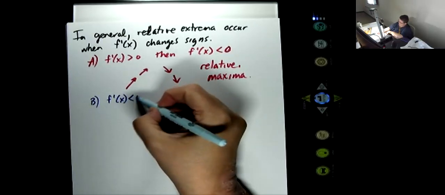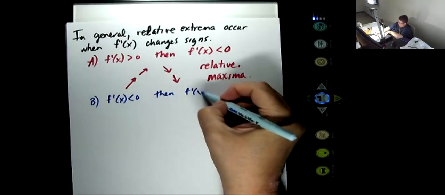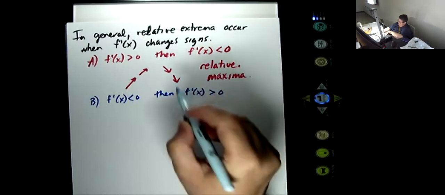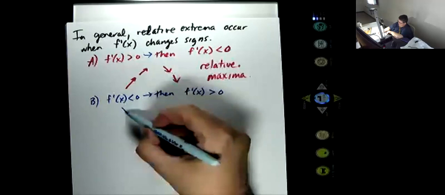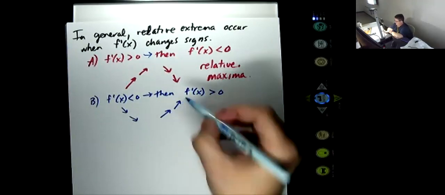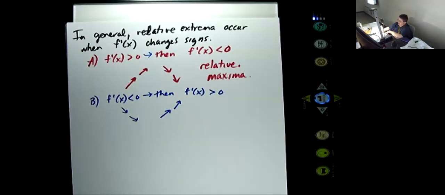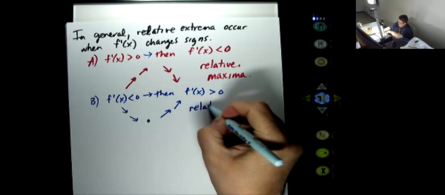And if f prime of x is less than 0, then f prime of x becomes greater than 0. So f prime of x is negative, and then f prime of x is positive. This looks like the bottom. This is a relative minima.